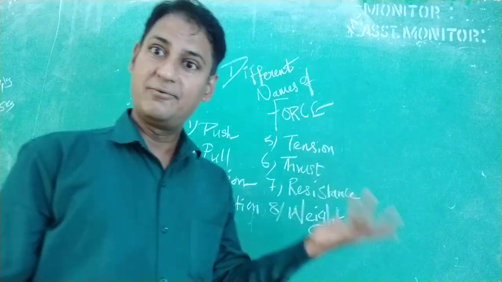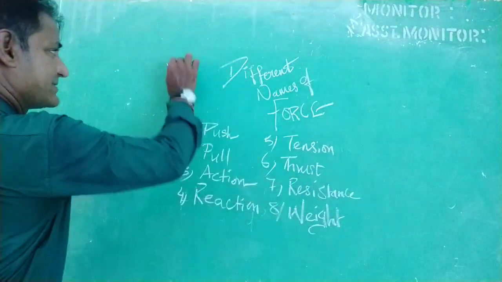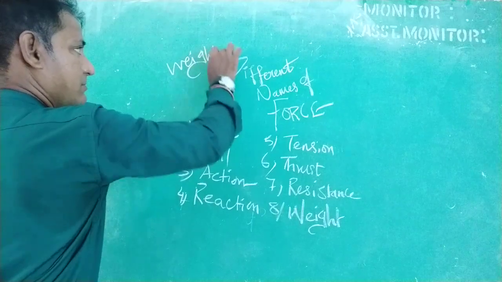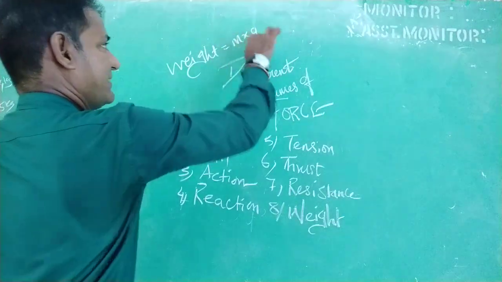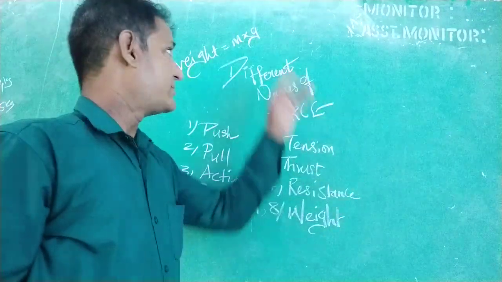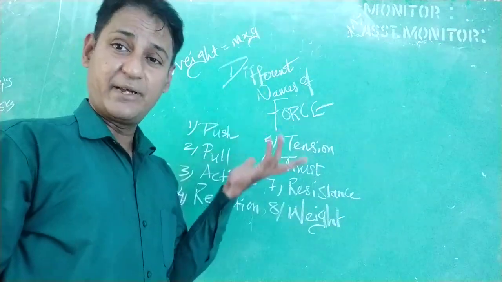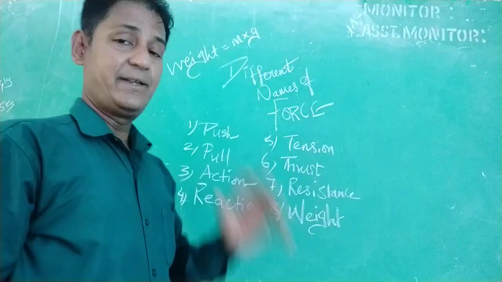Now, weight. Weight means mass into gravity. This is acceleration due to gravity. Even F equal to m into g, right? So weight is m into g.